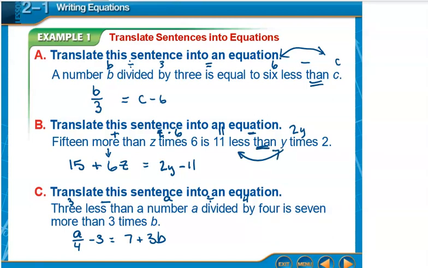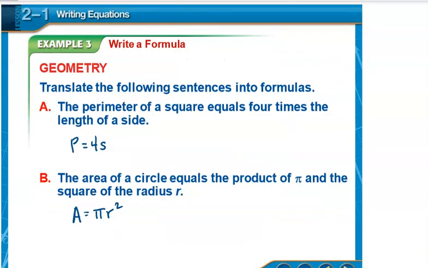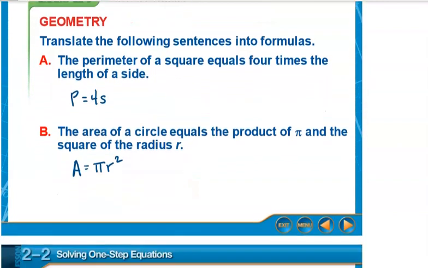Okay, the C one is a little bit tricky because we've got 3 less than a number divided by 4 is 7 more than 3 times b. So 3 less than, what are we subtracting? A number divided by 4. And then you switch that because it's got the order switched. All right, this one should have been pretty straightforward for this. Perimeter equals 4s, a equals pi r squared.